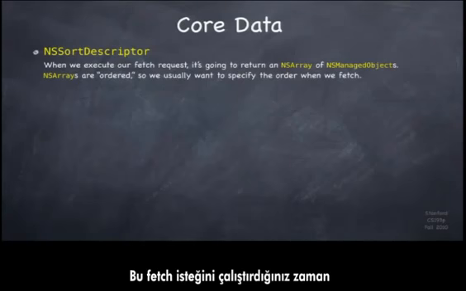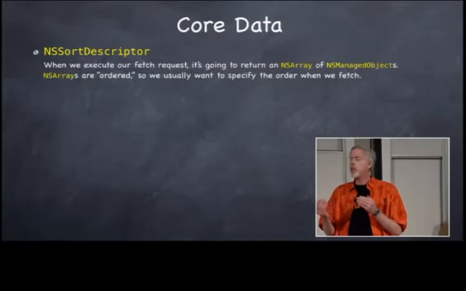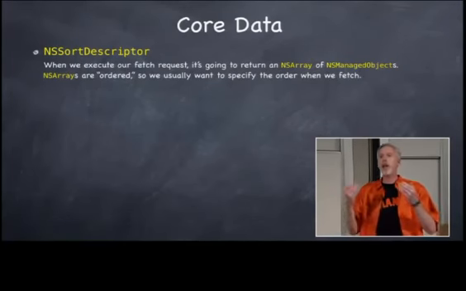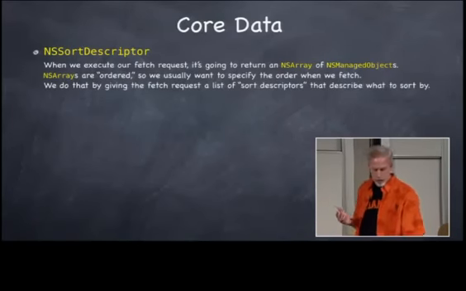The array that you get back when you execute this fetch request is in order. It doesn't give you back an NSSet of results that match your thing. It gives you an NSArray. So it's in a sorted order, and this is how you specify that order.